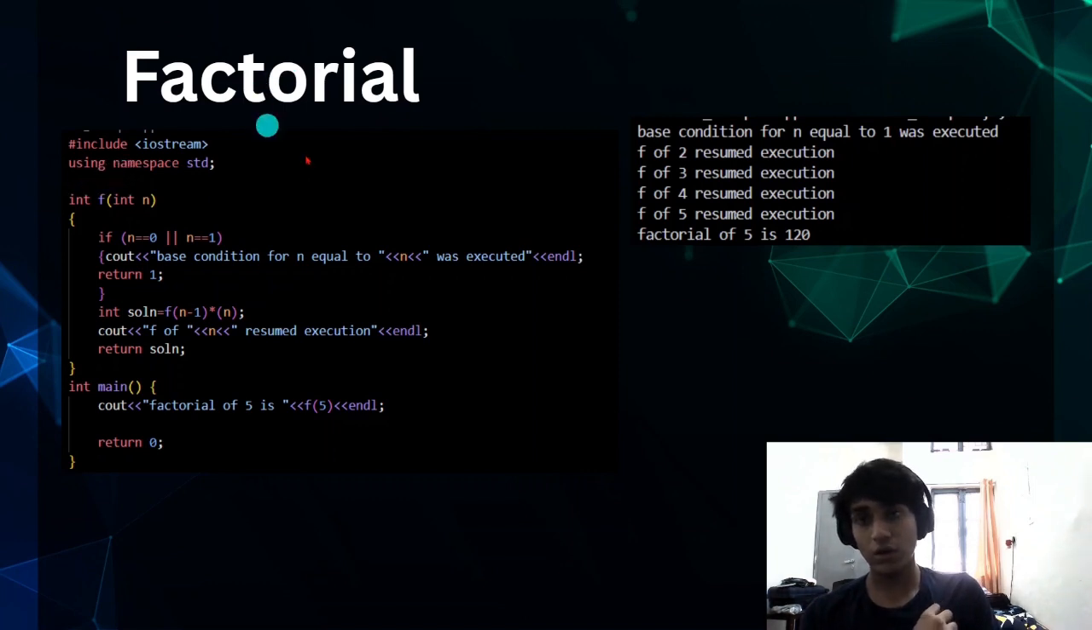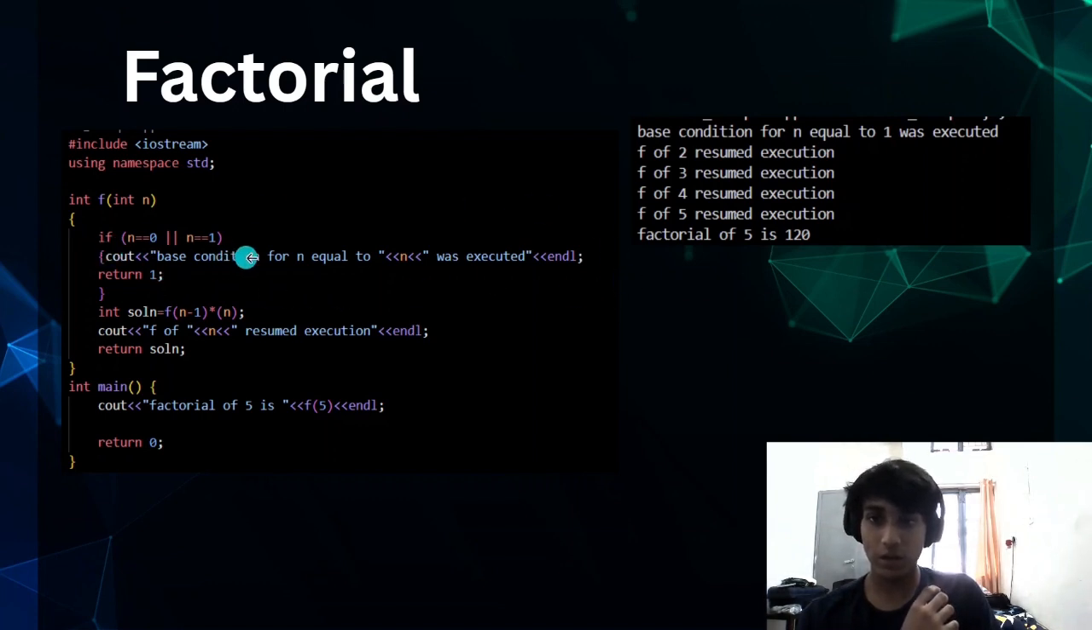So let's say we need to find the factorial of 5. So f of 5 goes here. The base condition is not met, so it calls f of 4. For f of 4, n equals 4 goes here. This condition is not met. f of 3 is called. 3 goes here, condition is not met. f of 2 is called. 2 goes here, condition is not met. f of 1 is called, n equals 1 goes here, and this condition is now met.